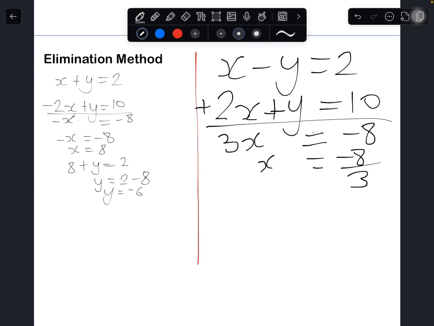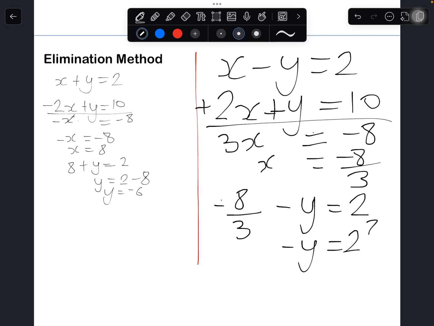I'm then going to substitute that back into my equation. So I'll have negative 8 over 3 minus y equals 2. Then I'm going to have minus y equals 2 and 8 over 3, and then y equals negative 2 and 8 over 3. Makes sense. Now I'm going to move on to something slightly more complicated, but still using the same method, and then after that you'll have all the examples on knowing how to use this method.